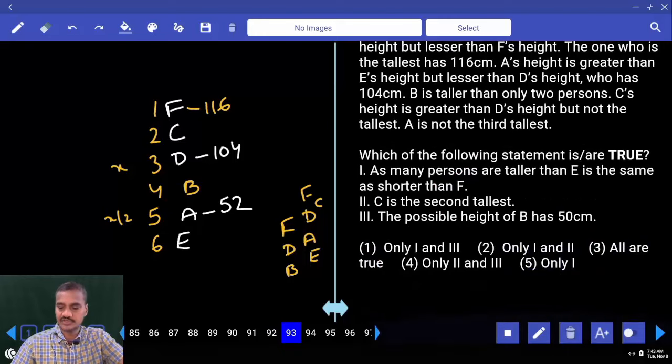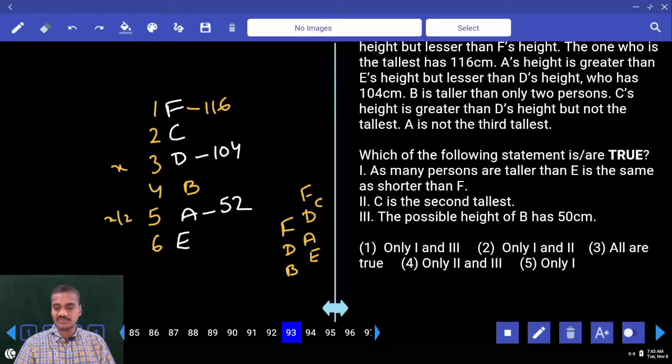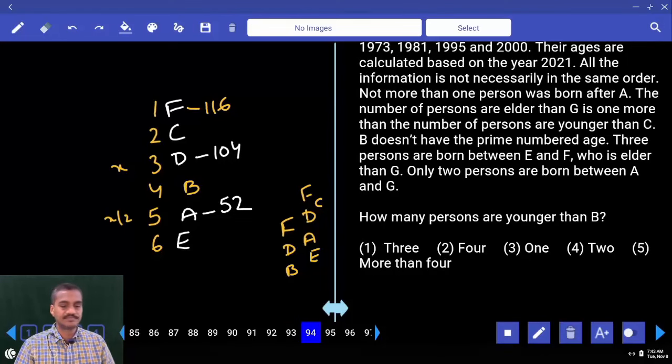Question 93, which of the following statements is true? As many persons are taller than E, same as shorter than F, true. And C is the second tallest, that is also true. The possible height of B is 50, that is false. So what is your answer? Only 1 and 2, choice 2, question number 93.